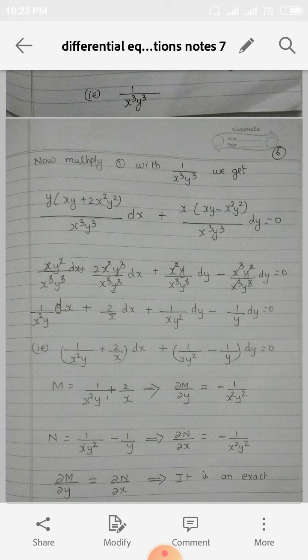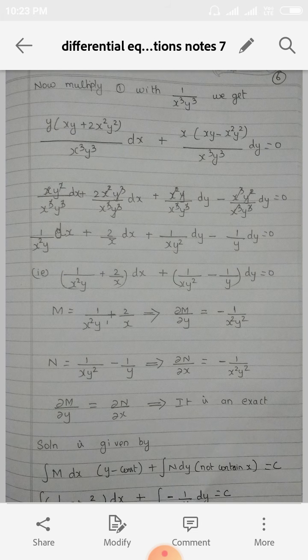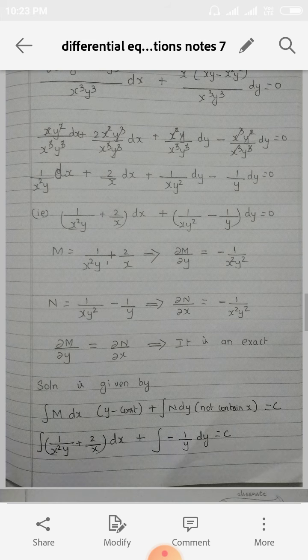Okay, just cancelling the equal terms. Separate the dx term and dy term, we get (1/(x²y) + 2/x) dx + (1/(xy²) − 1/y) dy = 0. Now find ∂M/∂y and ∂N/∂x. See, the terms are equal, so it is an exact form.